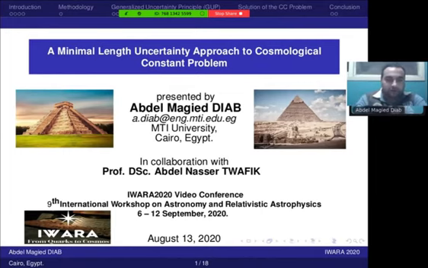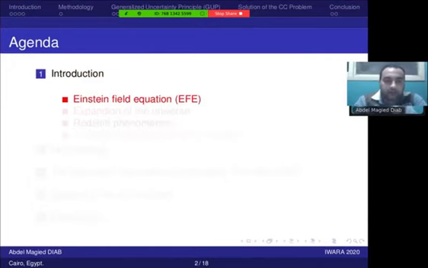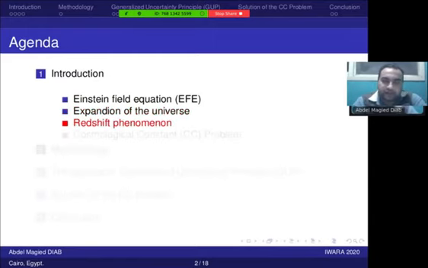The outline of my talk is given as follows. First, the introduction includes four parts. I will give short notes about the Einstein field equation and the expansion of the universe, and I will define the redshift phenomena, which is related to the expansion of the universe. And finally, I would like to define the cosmological constant problem.